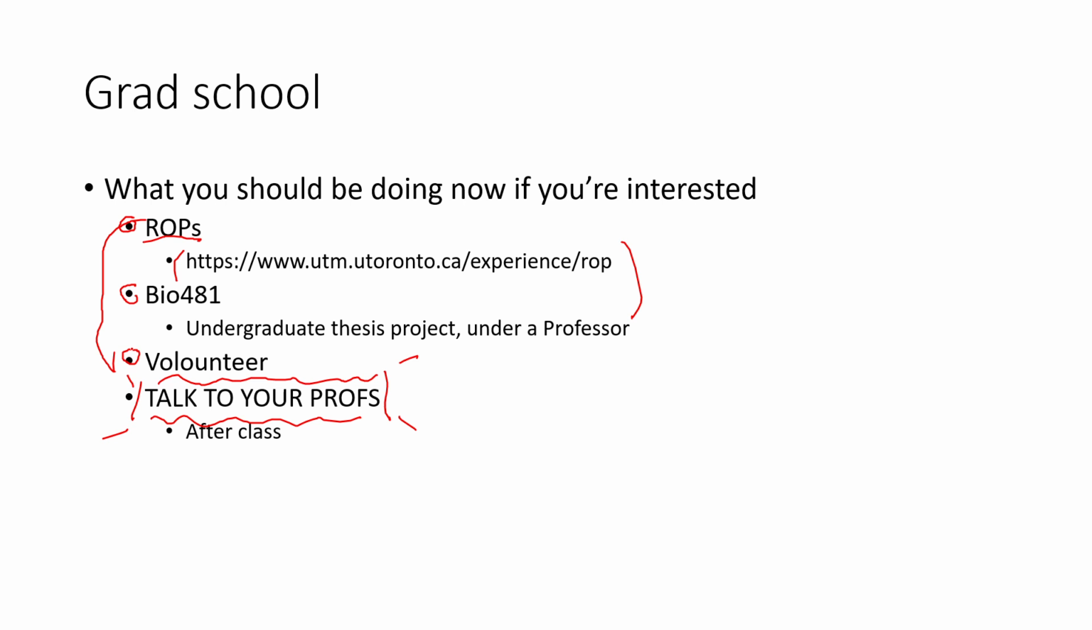There are many ways to talk to your profs, though, after class, office hours, email even. And so even if you're wondering how to get an ROP with a prof or a 481 with a prof, talk to your professors. Just get in contact with them. It's so vitally important. They're there, especially in office hours. I hear a lot of professors say that their office hours are deserted.